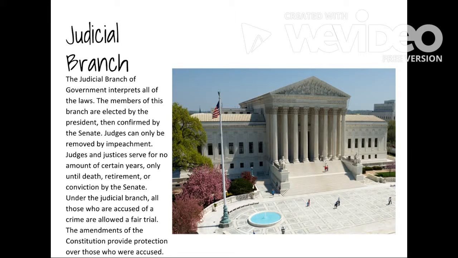The judicial branch of government interprets all of the laws. The members of this branch are elected by the president, then confirmed by the Senate. Judges can only be removed by impeachment. Judges and justices serve for no certain number of years, only until death, retirement, or conviction by the Senate. Under the judicial branch, all those who are accused of a crime are allowed a fair trial. The amendments of the Constitution provide protection over those who were accused.